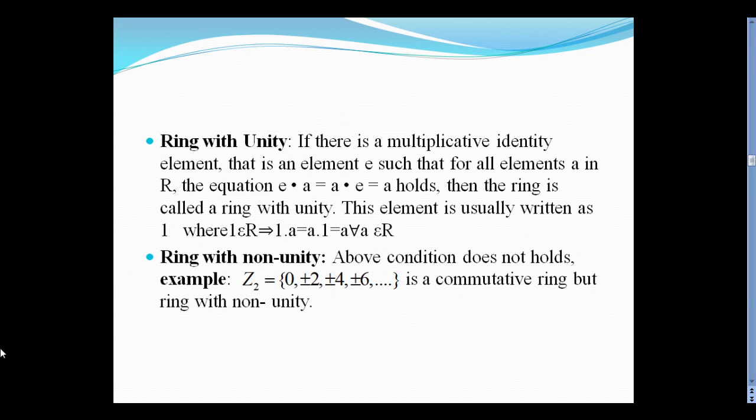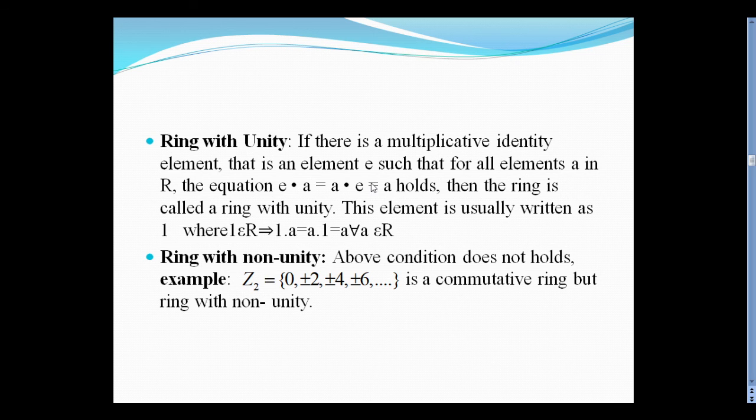A ring with unity. So when do you say a ring with unity? If there is a multiplicative identity element E such that for all elements A in R, we write E into A is equal to A into E, which is equal to A. Then we call it a ring with unity. This element is usually written as 1. So where 1 belongs to R, we write 1 into A is equal to A into 1 is equal to A for all A belongs to R.